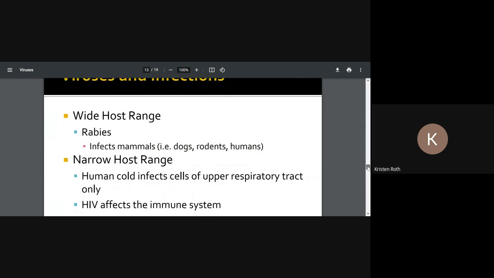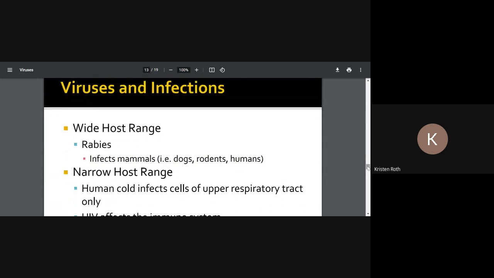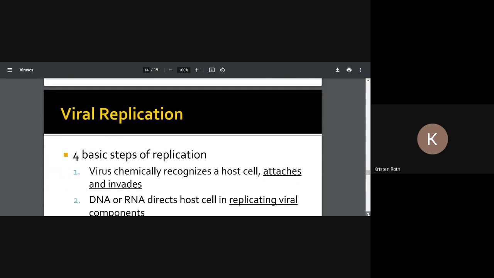Okay, all right, so just going back here. Wide host range: rabies affects mammals, dogs, rodents, humans, as I just mentioned. Narrow host range: the human cold affects cells of the upper respiratory tract, and HIV affects the immune system.